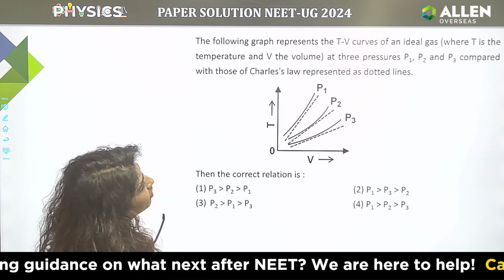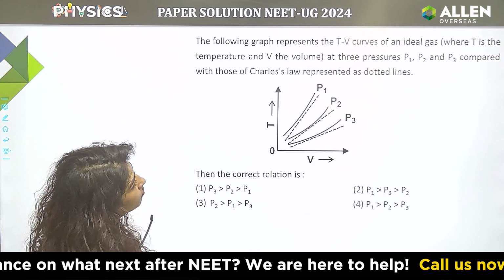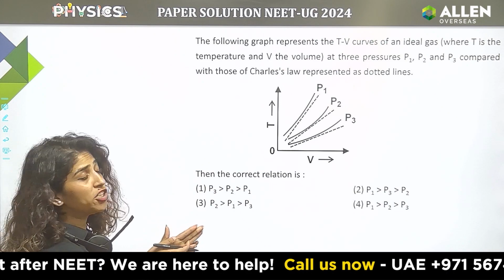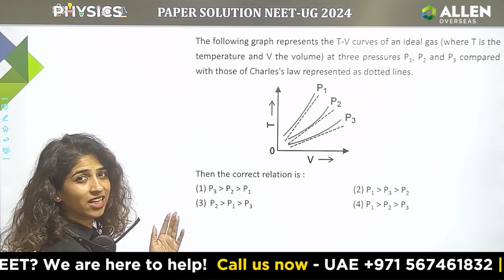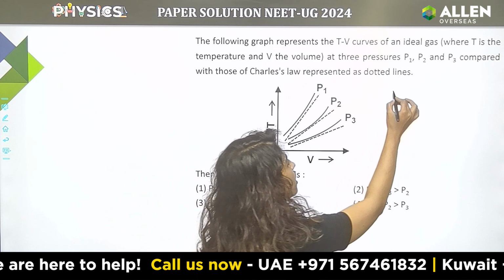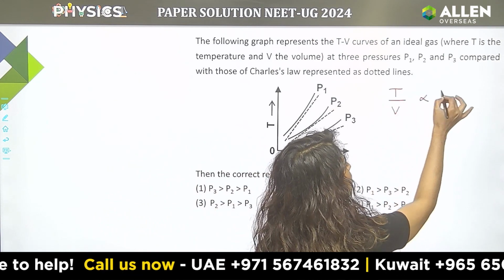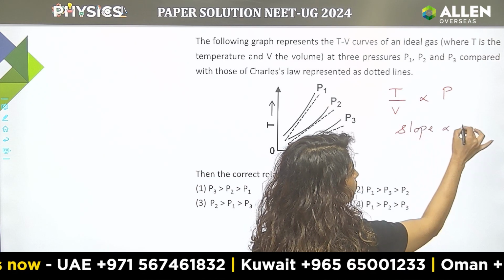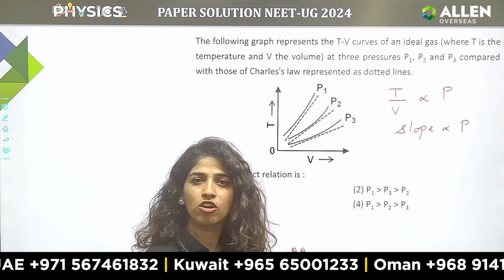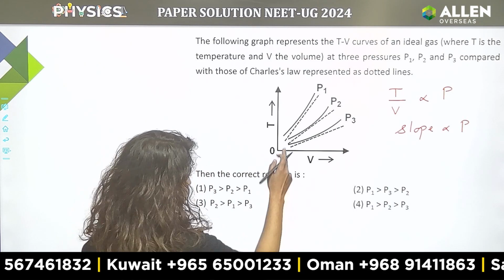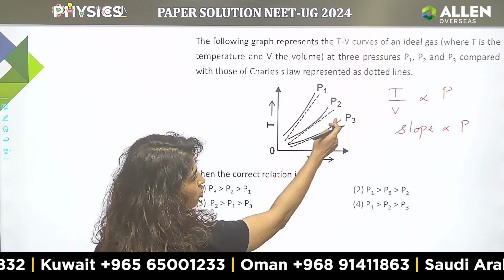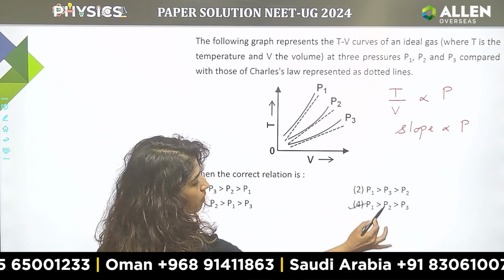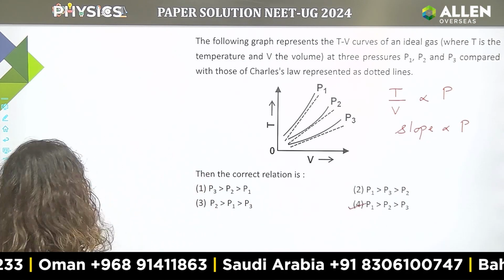A T versus V graph is plotted. Okay, so now what you can see is you just have to check the slope here, whichever has greater slope. Now T upon V is directly proportional to P, so slope is directly proportional to P. The graph which has higher slope will have higher pressure. So slope for 1 is more than slope for 2, which is more than slope for 3. Therefore P1 has to be greater than P2, which would be greater than P3.